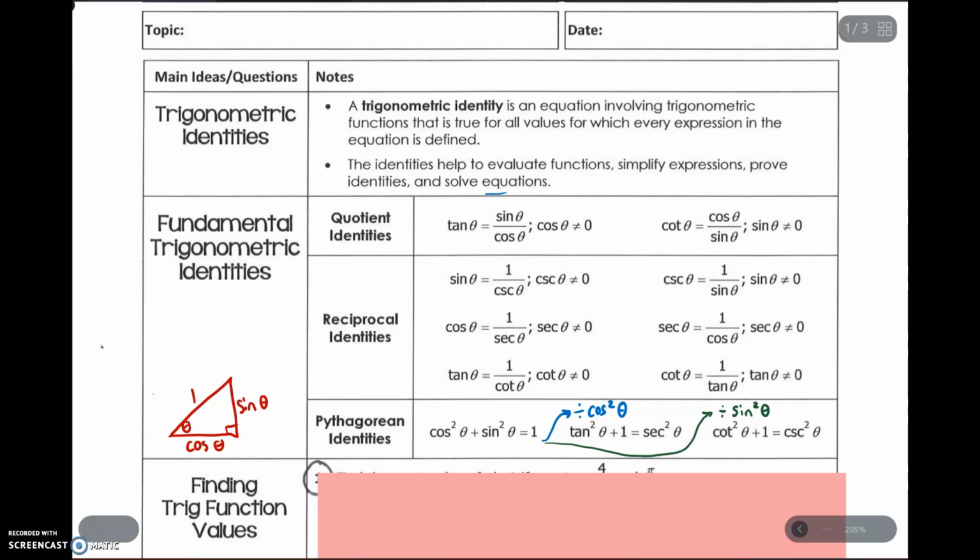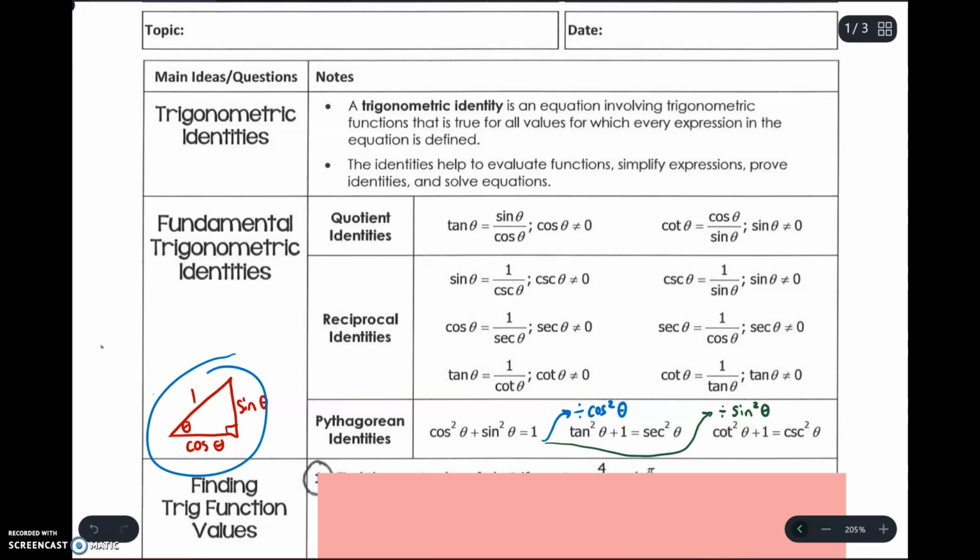We briefly mentioned that tangent can be expressed as sine over cosine. We'll be using that a little bit more later. And also, if I take the reciprocal of that tangent function, our cotangent, we can flip that fraction and just get cosine over sine.